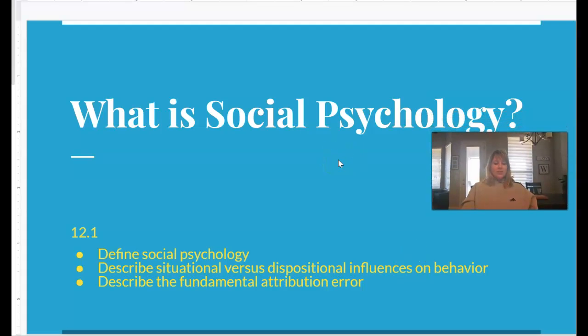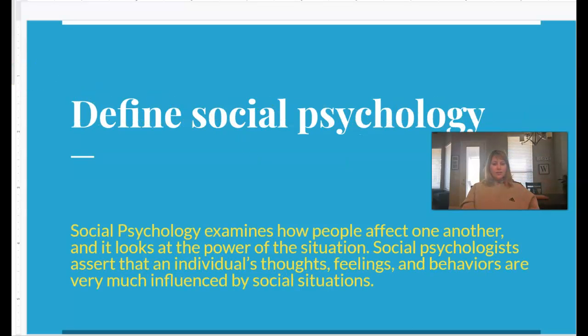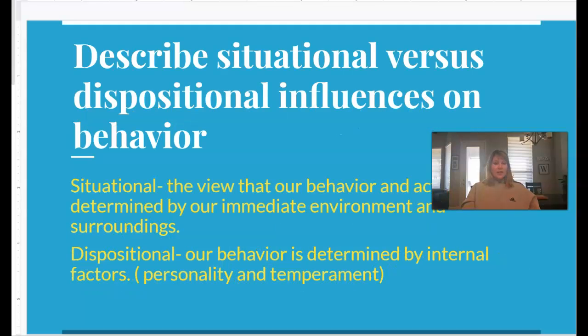Our learning objectives for 12.1: define social psychology, describe situational versus dispositional influences on behavior, describe the fundamental attribution error. Define social psychology. It's your social situations. Describe situational versus dispositional influences. Situational is the view that our behavior and actions are determined by our immediate environment and surroundings. Dispositional, our behavior is determined by internal factors.